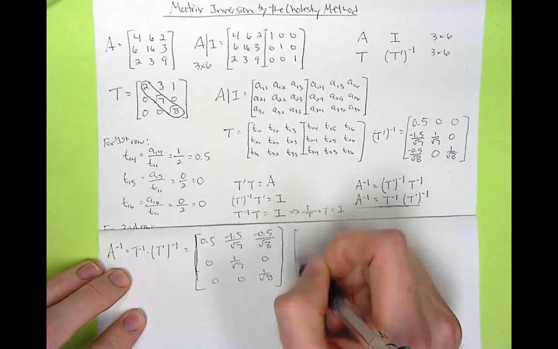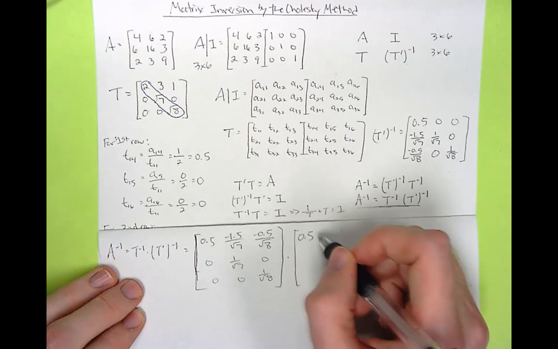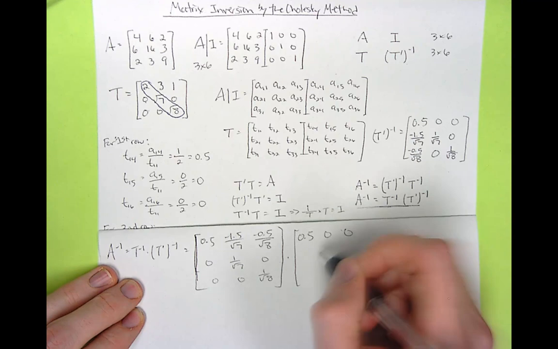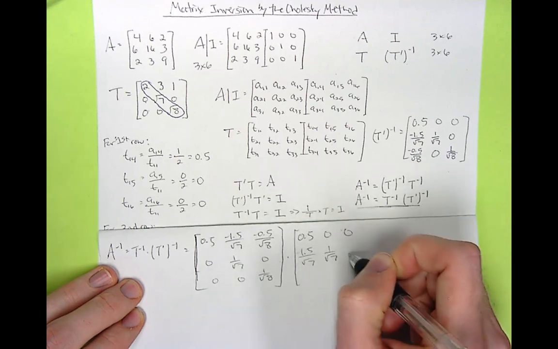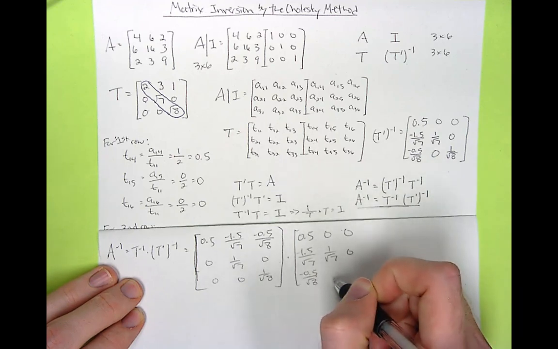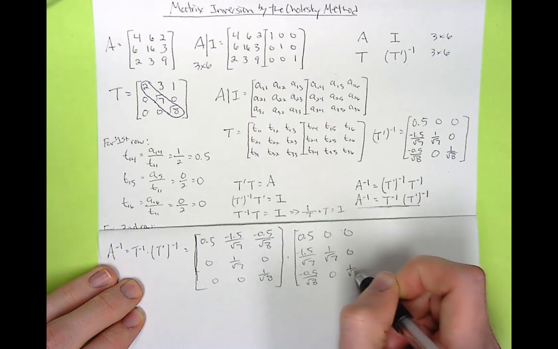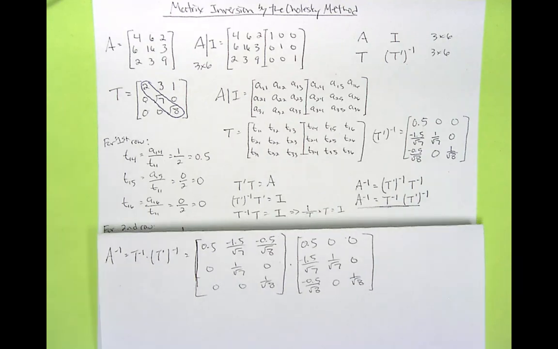And then that's multiplied by 0.5, 0, 0, negative 1.5 over square root of 7, 1 over square root of 7, 0, negative 0.5 over square root of 8, 0, 1 over square root of 8. So this is the inverse matrix. We're multiplying the inverse matrix by its transpose.